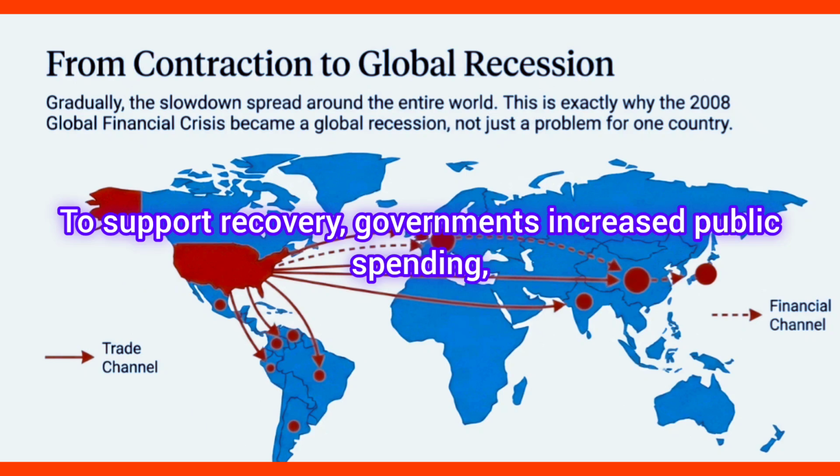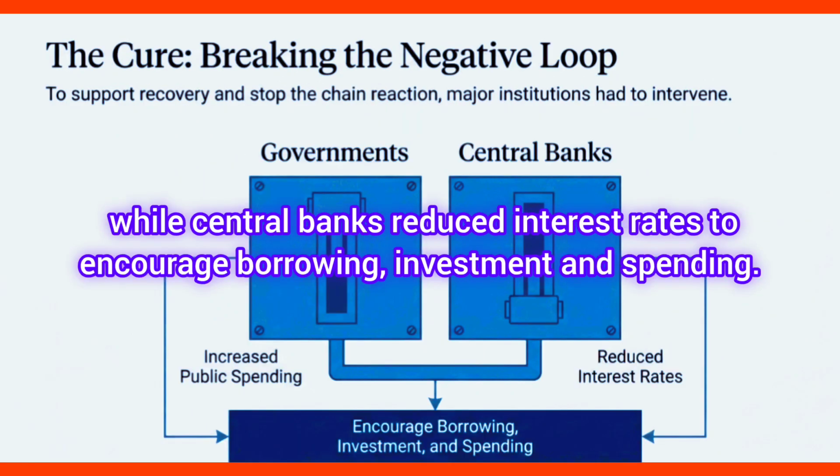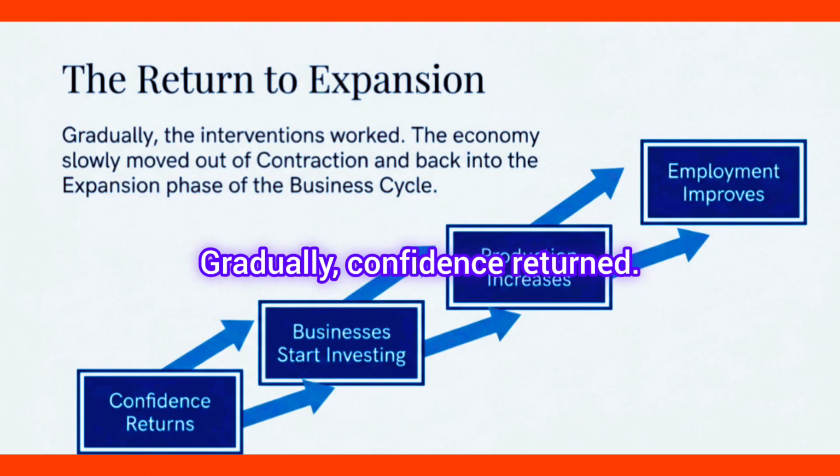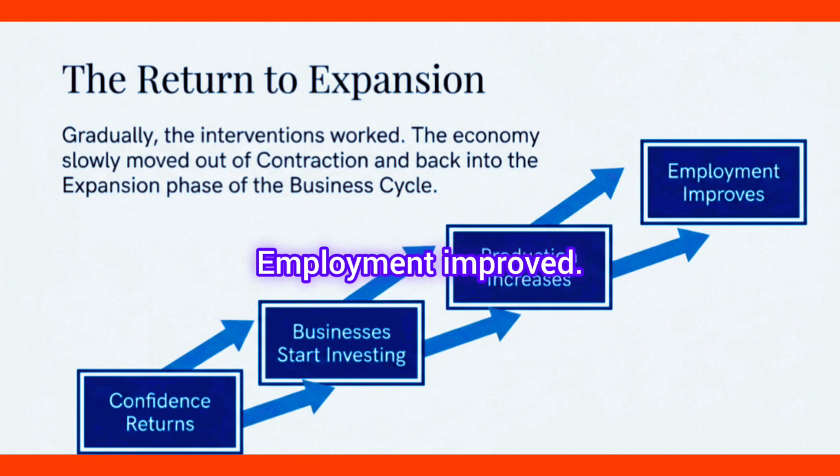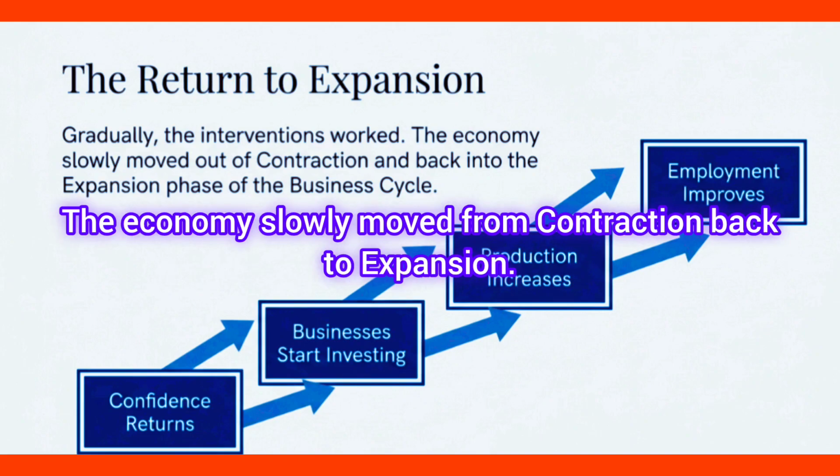To support recovery, governments increased public spending, while central banks reduced interest rates to encourage borrowing, investment, and spending. Gradually, confidence returned. Businesses started investing again. Production increased. Employment improved. The economy slowly moved from contraction back to expansion.